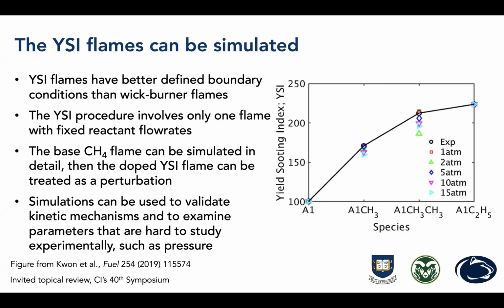This is important because in the longer term, simulations can be used to validate kinetic measurements and examine parameters that are hard to study experimentally, such as pressure. The figure to the right is from the Quan paper in Fuel, showing that we're able to calculate the yield sooting index for pressures from 1 atmosphere to 15 atmospheres, and show how the YSI depends on pressure.